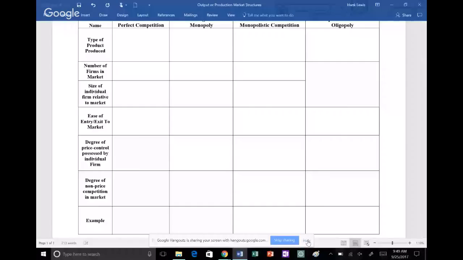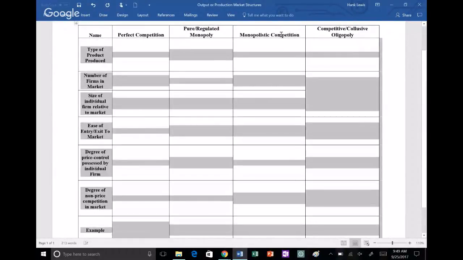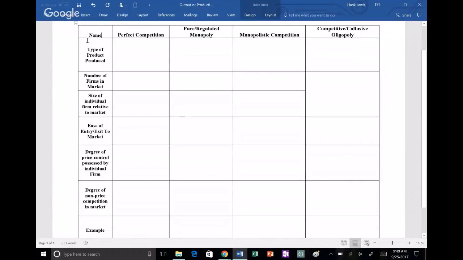So I'm going to start sharing the screen and show you a blank table that we will be making use of here. So just bear with me for a moment. This table is going to be five columns across, left to right, and eight rows down, top to bottom. The first column is going to be a descriptor column.